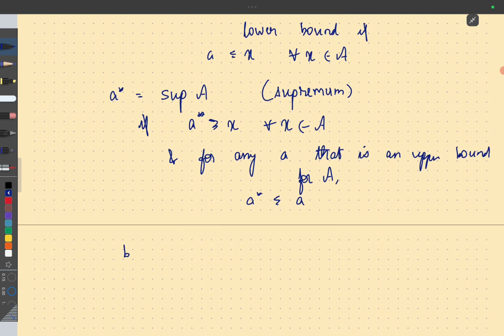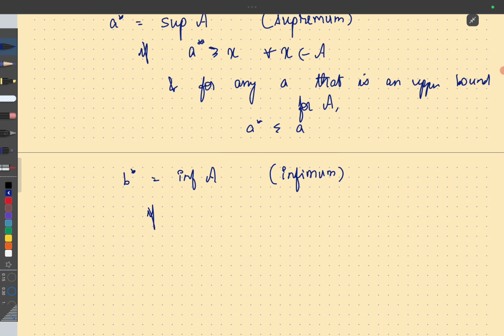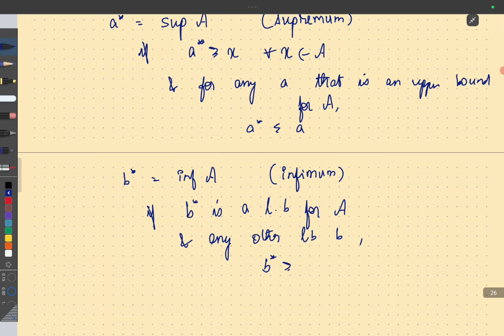So similarly, I'll define b star to be the infimum of A if b star is a lower bound for A, and for any other lower bound b, b star is greater than or equal to b. So it's the greatest possible lower bound I can have for the set A.